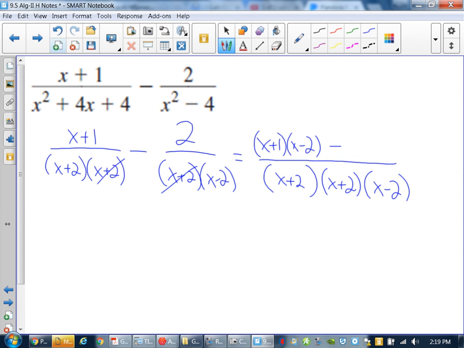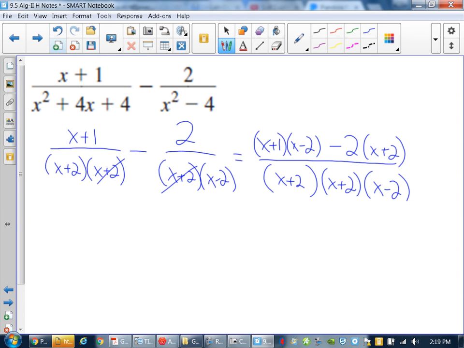The one on the right has one of each, a plus 2 and a minus 2. What is it missing? It's missing the x plus 2. Again, all you have to do is distribute out the numerator, combine like terms, and leave the denominator how it is. We get x plus 2 squared.